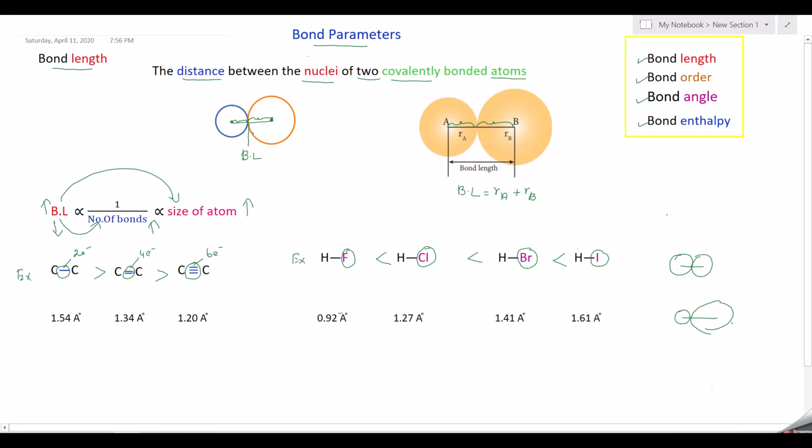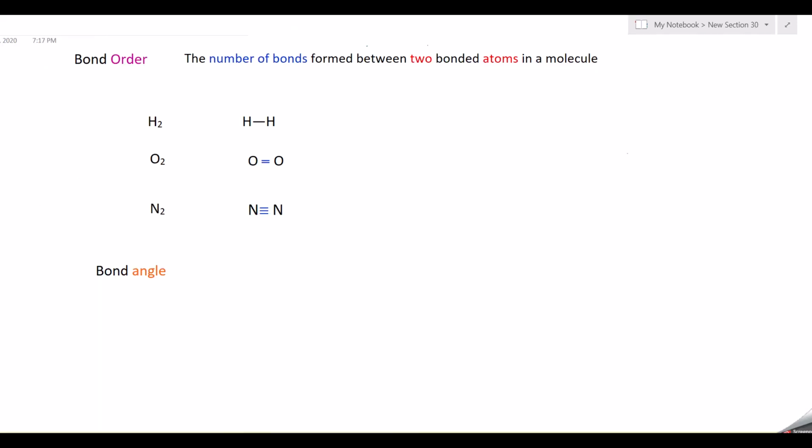compared to the double bond where you have only 4 electrons, compared to the single bond where you have only 2 electrons. So the values themselves show 1.54, 1.34, 1.20. It is having very short bond length. So it is very short and it is very strong. The carbon-carbon triple bond is very short and very strong compared to carbon-carbon double bond, which is short and strong compared to carbon-carbon single bond. So this is about bond length.